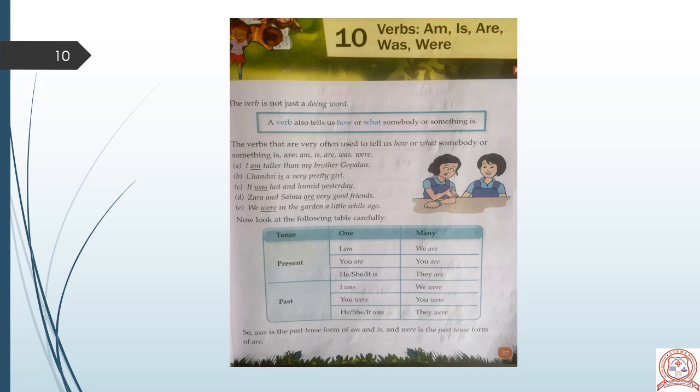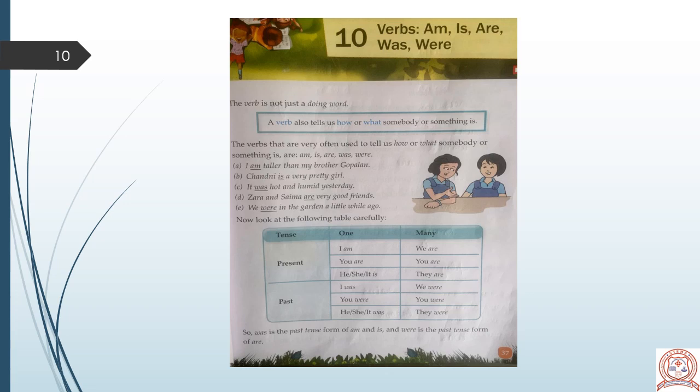So am is a verb here. Chandni is a very pretty girl. Is. It was hot and humid yesterday. Was. Zara and Saima are very good friends. Are. We were in the garden a little while ago. Were.